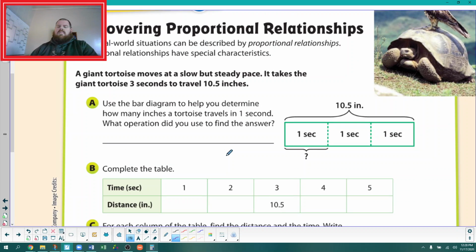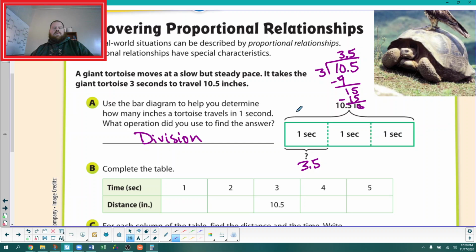So the way we do that, the way we did it in the past, is to look at division. I want to take my 10.5 and divide it by 3. 3 goes into 10 3 times, giving me 9, and when I subtract I get 1, drop the 5, 3 goes into 15 5 times, move my decimal up, goes in 5 times evenly, so we get every second is 3.5 inches. And for that we use division. But we're familiar with that from our previous section.